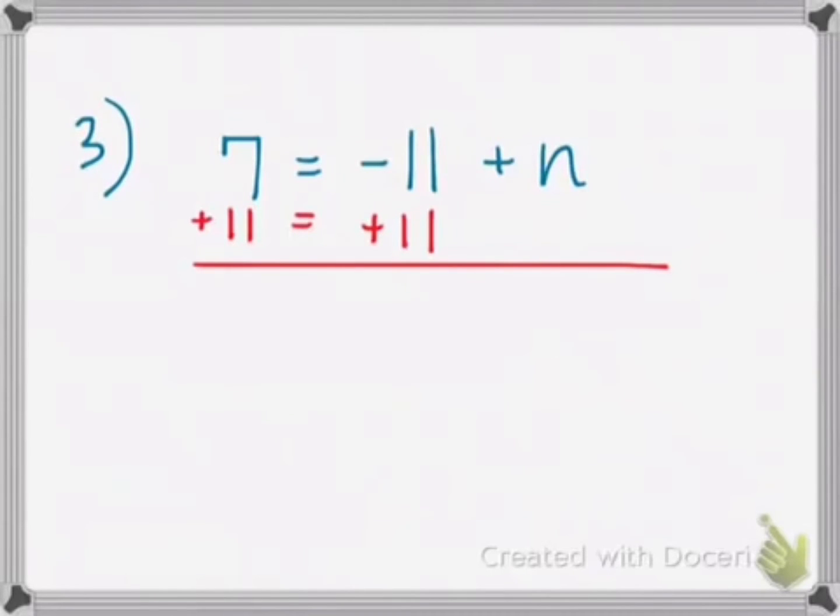On my right side, I know -11 plus 11 will cancel out. So then I can bring down what's remaining, which is n, bring down my equal sign. Then I can just simply do this side. 7 plus 11, I know is 18. So 18 equals n.